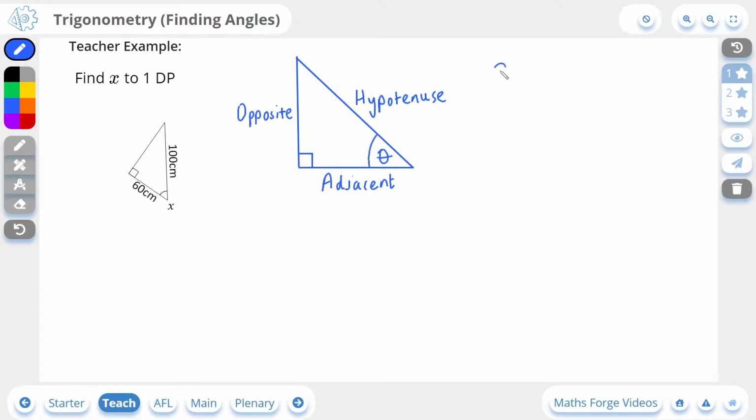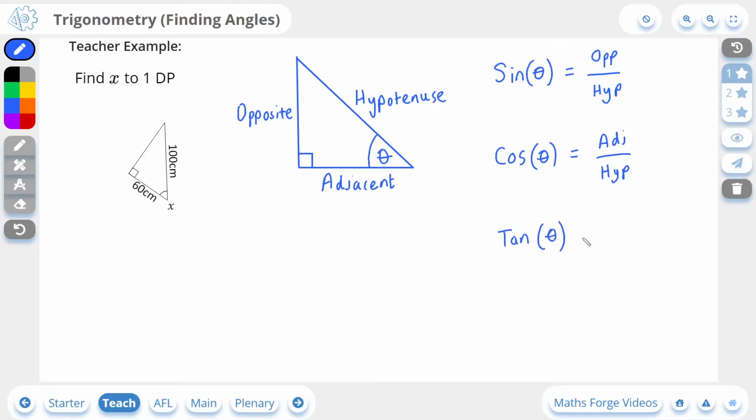We have our first function, sine. Sine works on an angle and it produces the following: the opposite side over the hypotenuse side. I'm just abbreviating the opposite and the hypotenuse side to save us time writing. The next trigonometric function is cos or cosine, and this also works on an angle to produce the following: the adjacent over the hypotenuse. And the third trigonometric function is tan or tangent, and this works on an angle to produce the following: the opposite over the adjacent.